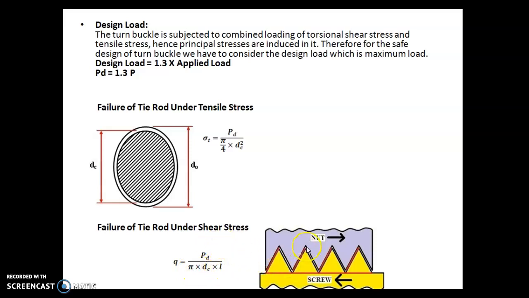See, for this shear stress diagram, the area will be pi into dc, means circumference, and into L, means into small l. It means that it is the outer area of the cylindrical surface. That is, circumference into length means outer area of cylindrical surface or surface area of cylinder. Okay. So PD upon pi into dc into L, small l. From that we will get small l value.